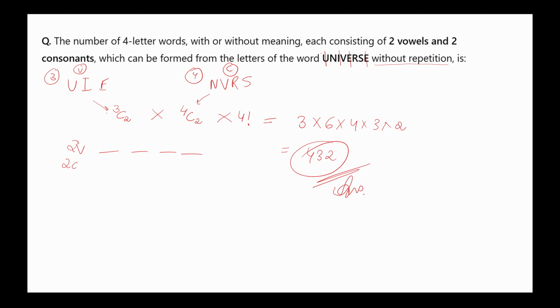So this is how you solve questions. I hope you must have understood this. We chose 2 vowels from this set of 3. We chose 2 consonants from the set of 4. And then now we have 4 letters with us. Now we can arrange these 4 letters in 4 spaces in 4 factorial ways, right? So that is how we get our answer.